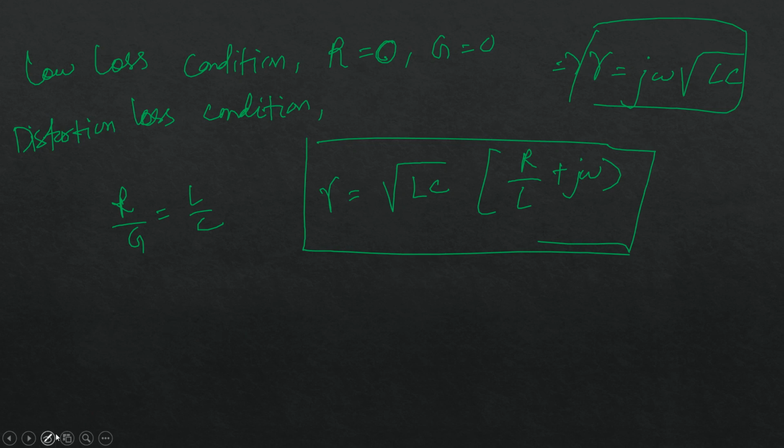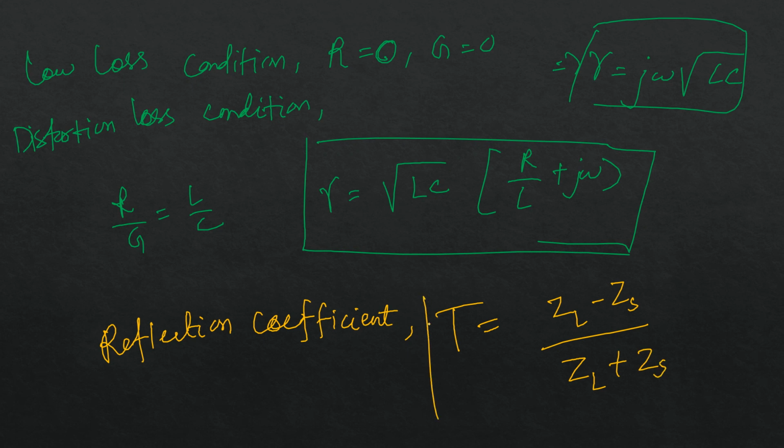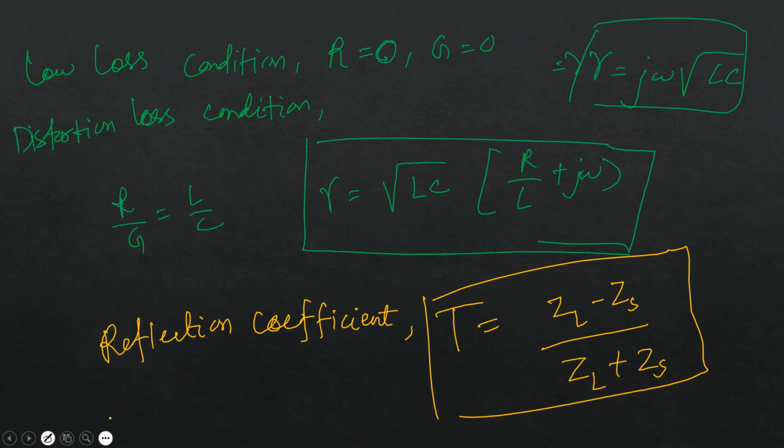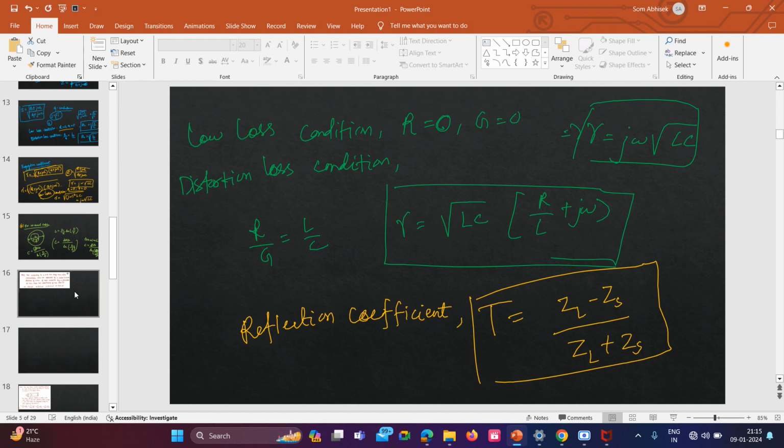Alright. Now the last formula in this will be your reflection coefficient. So reflection coefficient, gamma is equal to ZL minus ZS divided by ZL plus ZS. So this is your reflection coefficient. Alright. So now we'll do questions related to all of this. These were just the concepts, not even concepts, I just told you all the formulas. So if we go to the questions now, this is the first question.